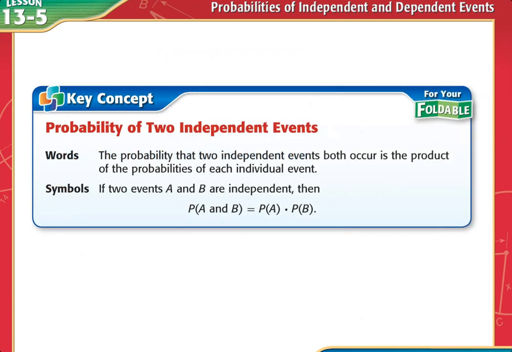Probability of two independent events. If we have two independent events, then the probability of both events occurring, written as probability of A and B, is the probability of the first event multiplied by the probability of the second event. This little dot right here represents multiplication. So here's our example using this.